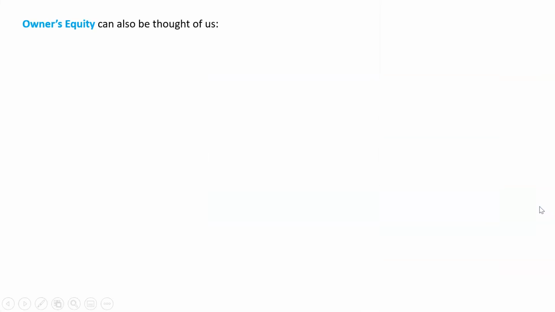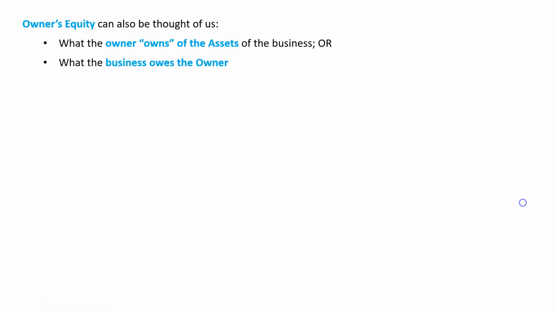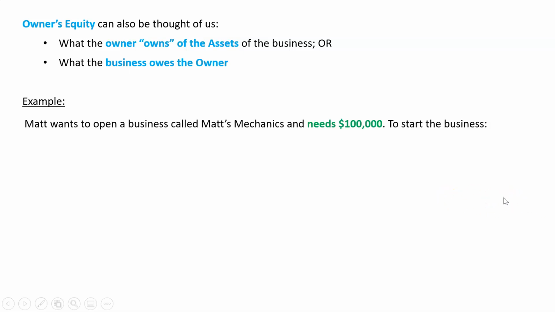So owner's equity, you can also sort of think of it a couple of other ways and say it's really what the owner owns of the assets of the business. Or another way you could put it, you could say it's what the business owes the owner. So let's just look at an example, but make it more business related. Let's say Matt wants to open a business called Matt's Mechanics. He needs $100,000 to start the business. So what he does is he saved up $80,000 of his own money.